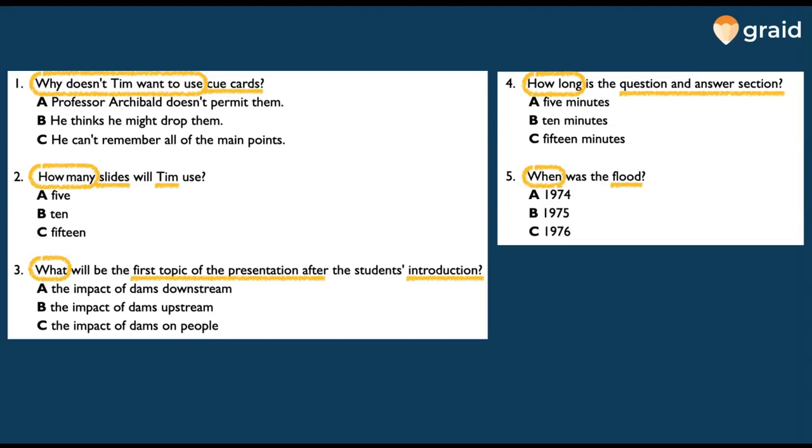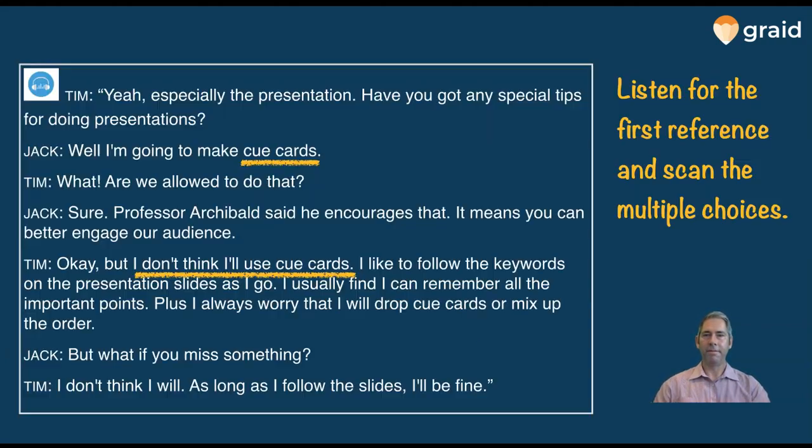Okay, let's go through and check the answers using the script. I'll show you how the scanning method works, the scanning of the multiple choices. So first of all, we're listening out for the key term, cue cards. Now, hopefully you heard 2 references to cue cards. Earlier in the listening file, Jack said, "Well, I'm going to make cue cards." Later on, Tim said, "Okay, but I don't think I'll use cue cards."